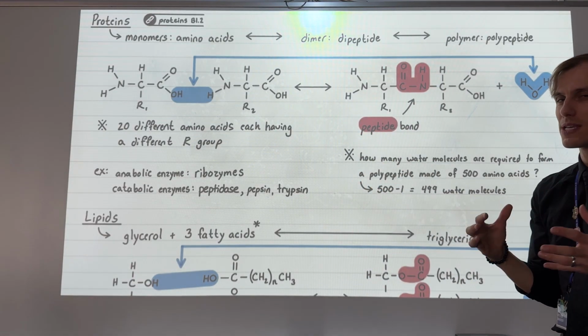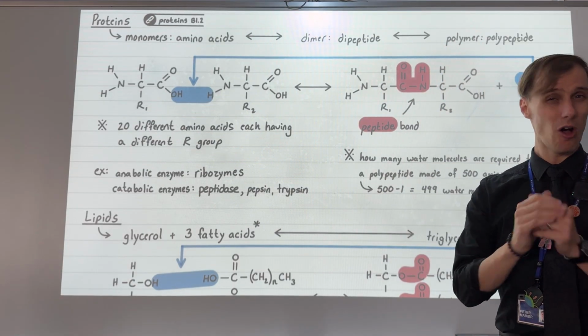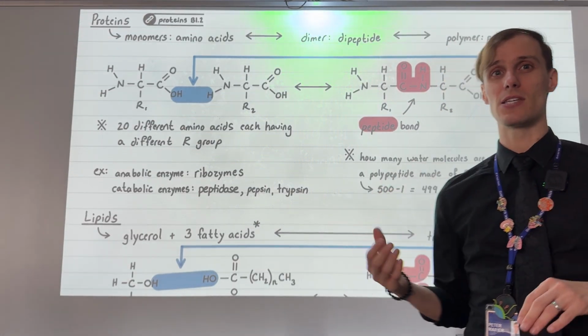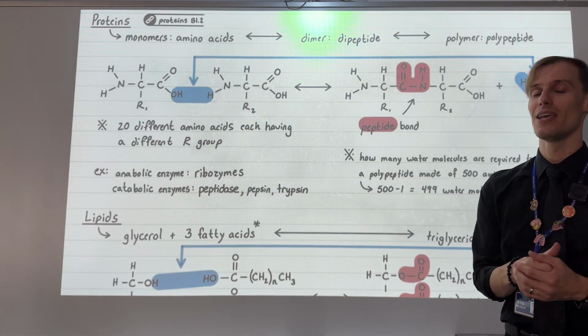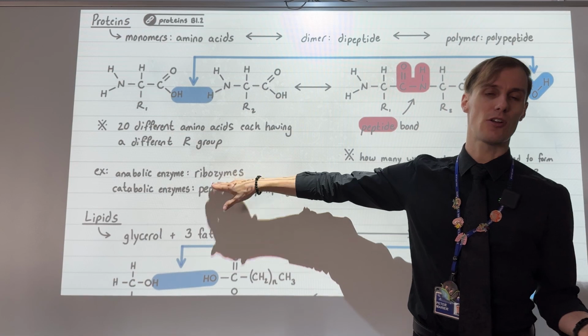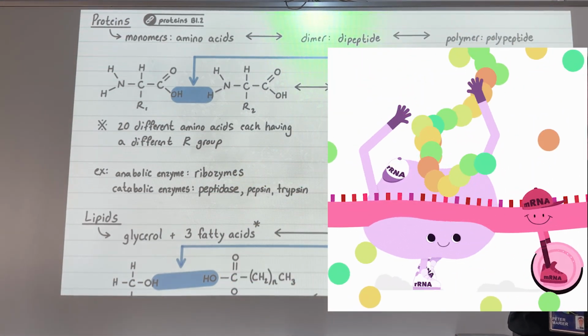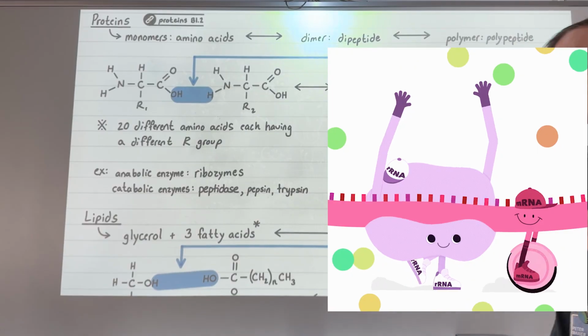Now, a really cool example here is that the enzyme that builds all of the proteins in our bodies is actually not protein-based. It's actually rRNA, or ribozymes. These are found within ribosomes, and these are actually what are catalyzing the peptide bonds between amino acids.